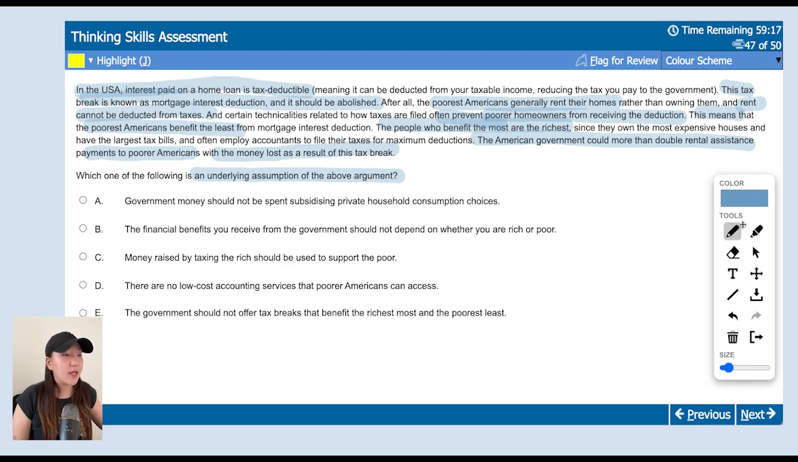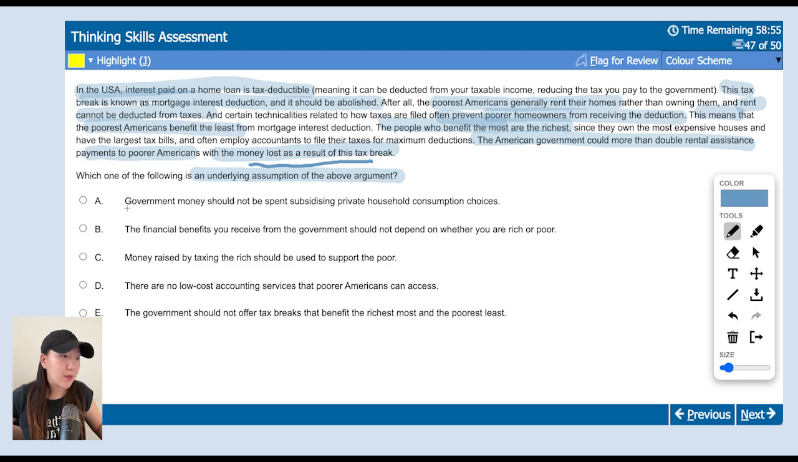So again, that whole middle section is just going on and on about the same thing, which is that this whole thing that's, in their opinion, supposed to help those who are poorest is only helping the rich, and therefore we think that these payments to poor Americans should be made rather than allowing for this tax break. So we can look through the options now.